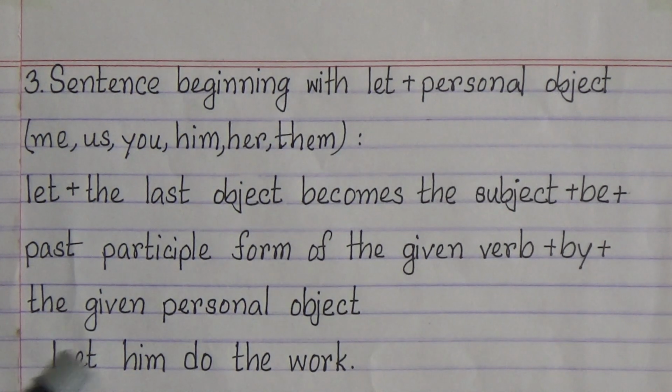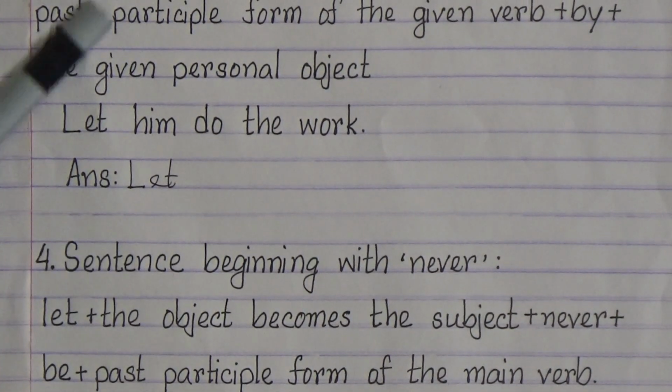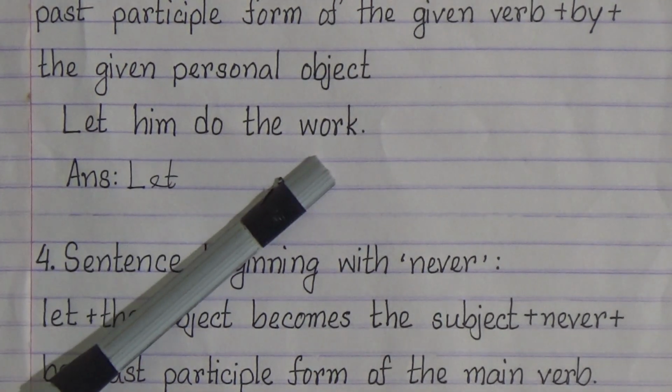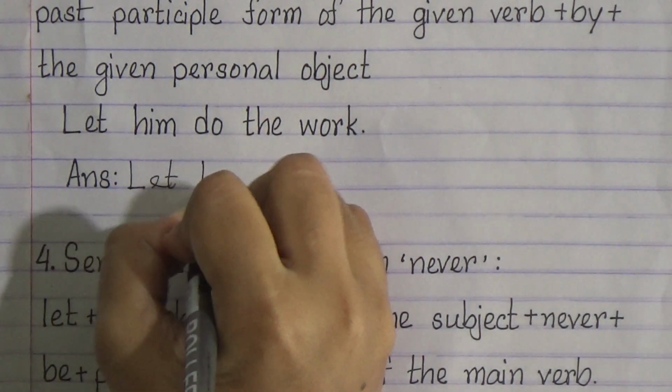Now look, let him do the work. After let, you see there is a personal object. Let him do the work. So according to our rule, we will write here let. Now look, let, then the last object becomes the subject. So which one is the last object? The work. Our last object is the work. So let the work.